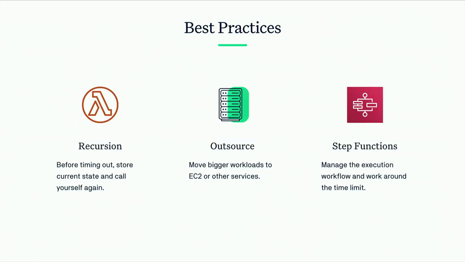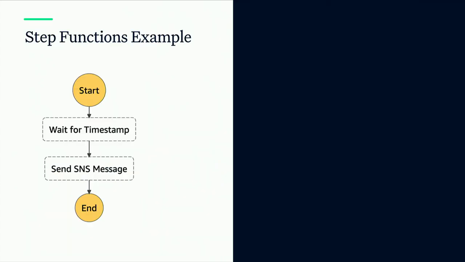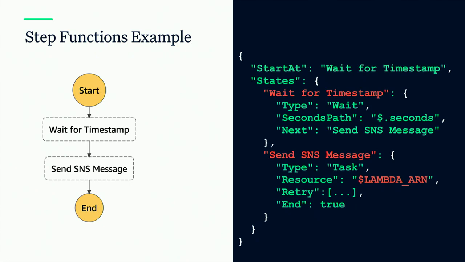Another option is then to use AWS Step Functions. AWS Step Functions is quite a nice way to manage the execution workflow and work around this time limit. Here's just a simple example of how the Step Functions service works or can look. You define some kind of state machine, which in this case is just waiting for a timestamp, and after that, it sends an SNS message. You define this by providing a JSON document, and these states are connected to what you write into the document.